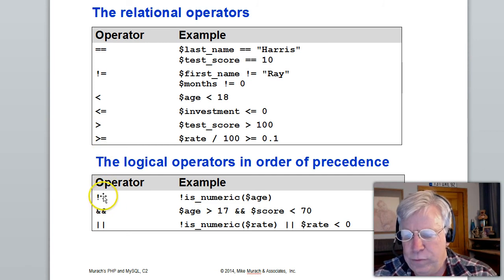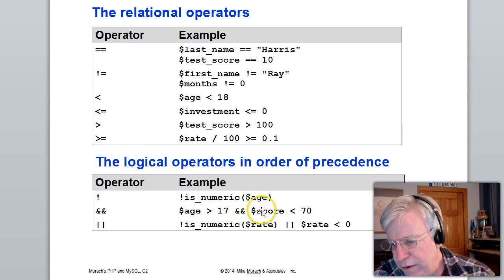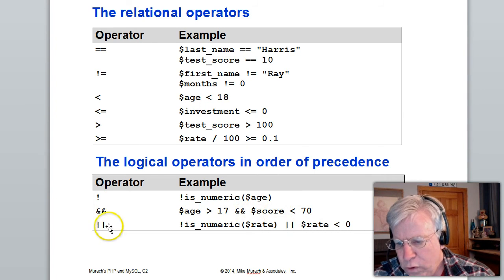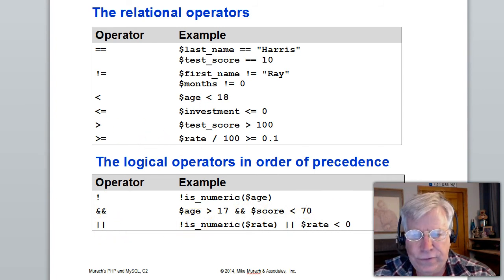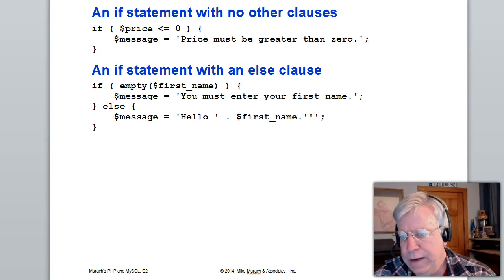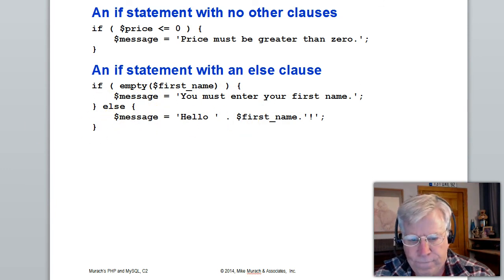The exclamation point is for not, and there's and, if this is true and this is true, or or, if this is true or this is true. And these are used in if statements. And here's some examples of some if statements. If this is empty, then do this. Send the message: you must enter your name first, else message is equal to hello.